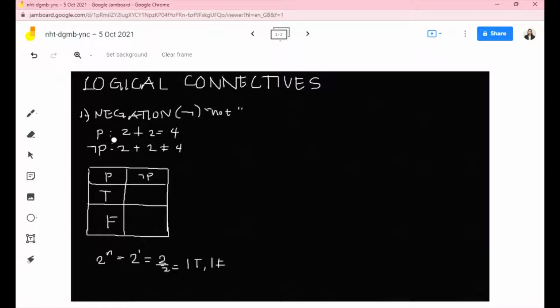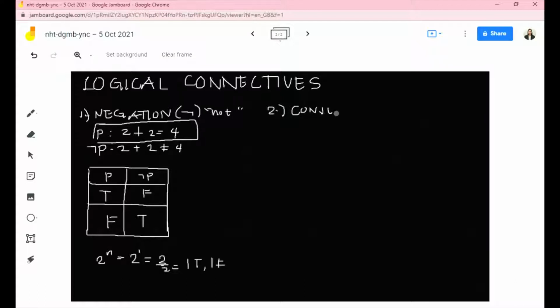Now take note again, we have mentioned negation is just the opposite. The negation of P, or not P, is just the opposite of your statement P. So if I have true for P, then my not P would be false. If my P will be false, then my not P will be true.